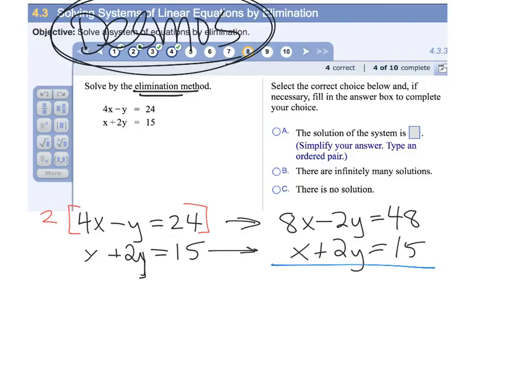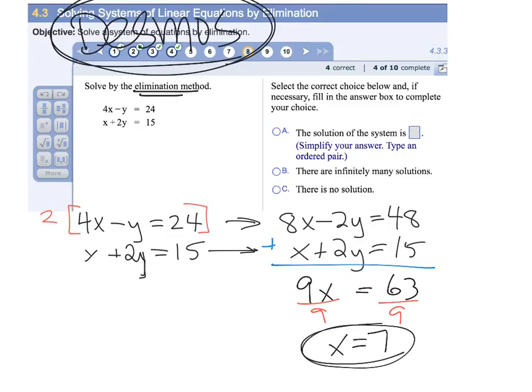So we are now officially ready to add our lines together. And that gives us 9x equals 63. So now I'm going to divide both sides by 9. And that gives me x is equal to 7. So now we know that x is equal to 7.